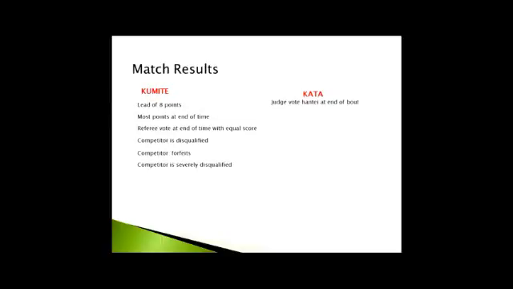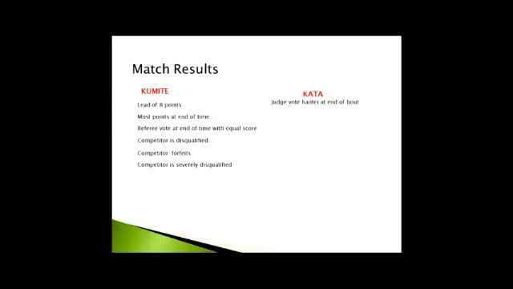The first person to amass 8 points wins, or the most points at the end of time. The referee votes at the end of time if there's an equal score. Or the competitor is disqualified, or the competitor forfeits, or the competitor is severely disqualified. Okay, for kata it is by judges' decision.